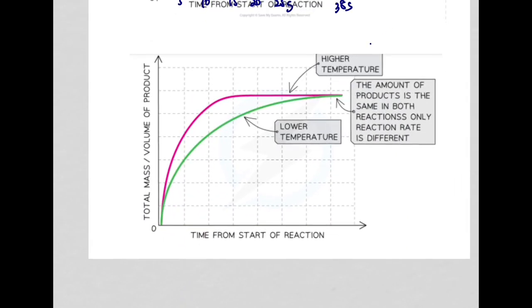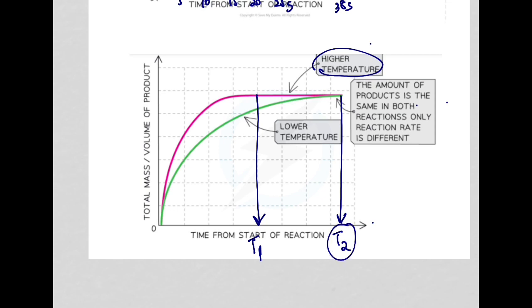Here we have temperature. High temperature, you can see the particles have more energy, so they collide. Reaction is already over here at T1. And for the green graph, reaction is over at T2. So T2 is greater than T1. Reaction is over very quickly.